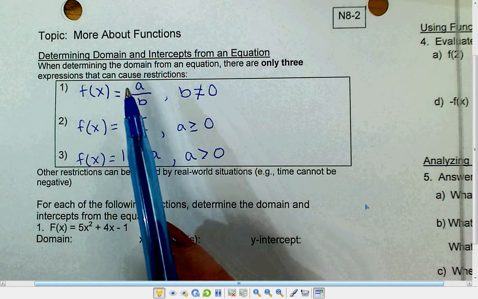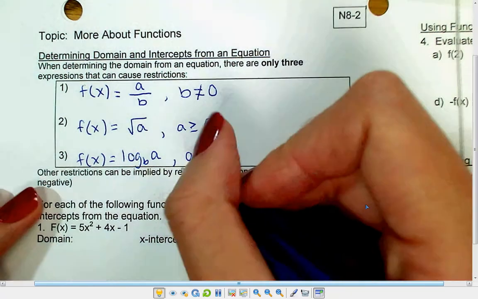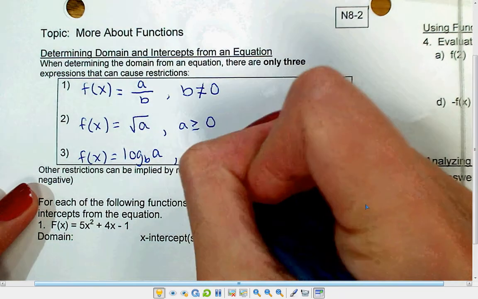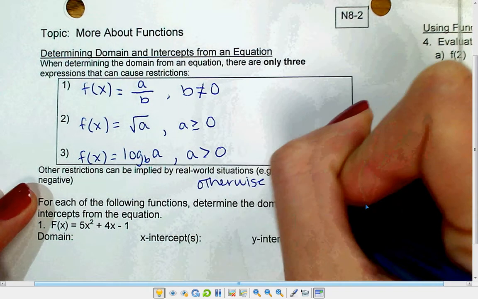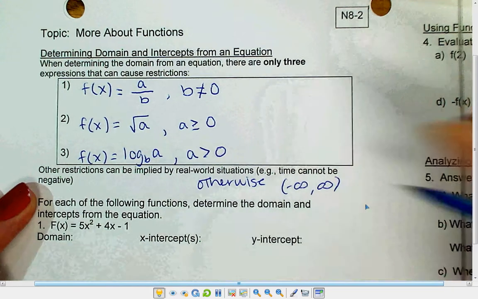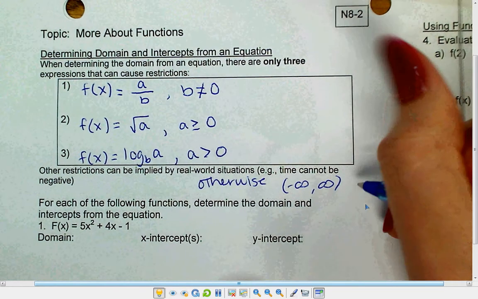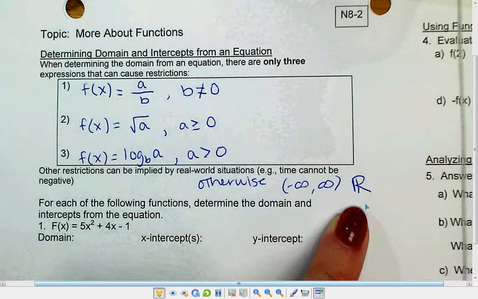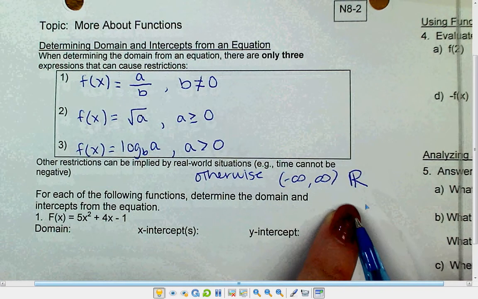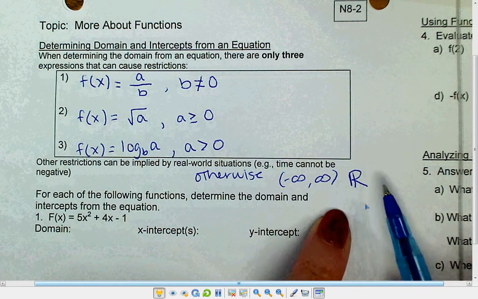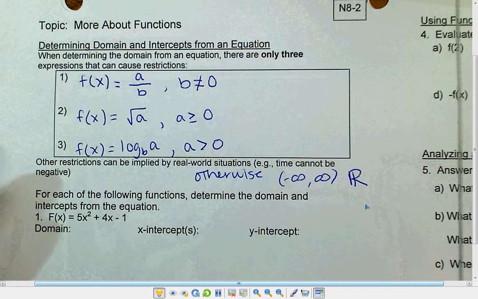If none of these three apply, then your answer is always going to be all real numbers, which is negative infinity to infinity. So it could be anything. A way of writing this mathematically is this R with a line through it. This represents all real numbers. So let's take a look at these problems.